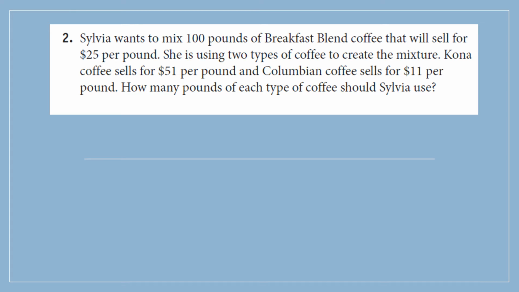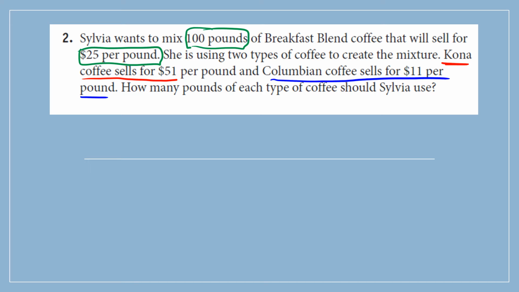All right, so we've got another chance to set up our own equations here. So Sylvia's creating a mix, and she's going to make 100 pounds of it, and it's going to sell for $25 a pound. So that's what she's making. And she's using two types of coffee to create the mixture. She's using Kona that sells for $51 a pound, and she's using Colombian coffee that sells for $11 a pound. So we've got to come up with our two equations, but first we need to define our variables.